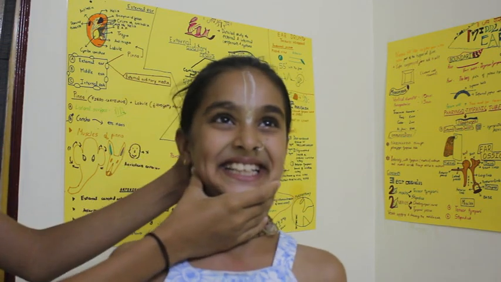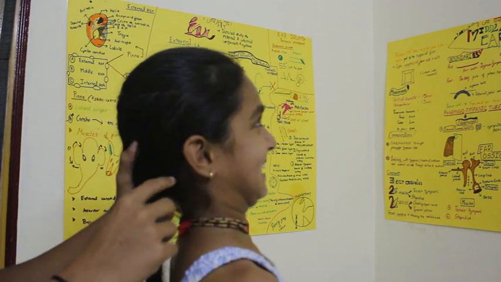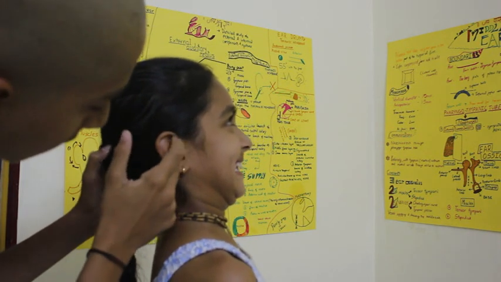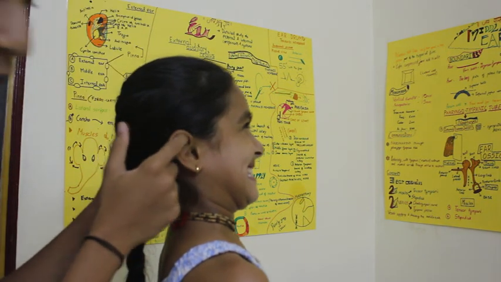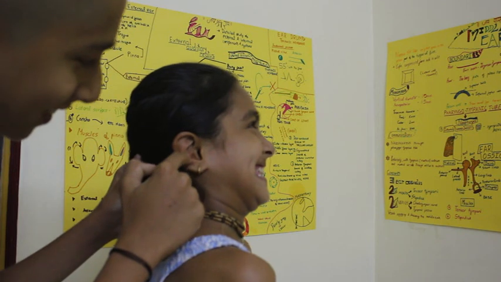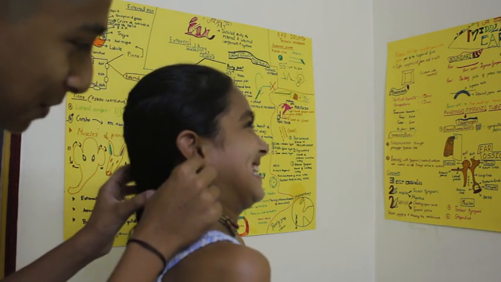So this is the rat, this is the ear, this is the helix, this is the antihelix, this is the crura of the antihelix, and this is the triangular scaphoid fossa, and this is the external auditory meatus, and here is the concha, and here is the lobule.